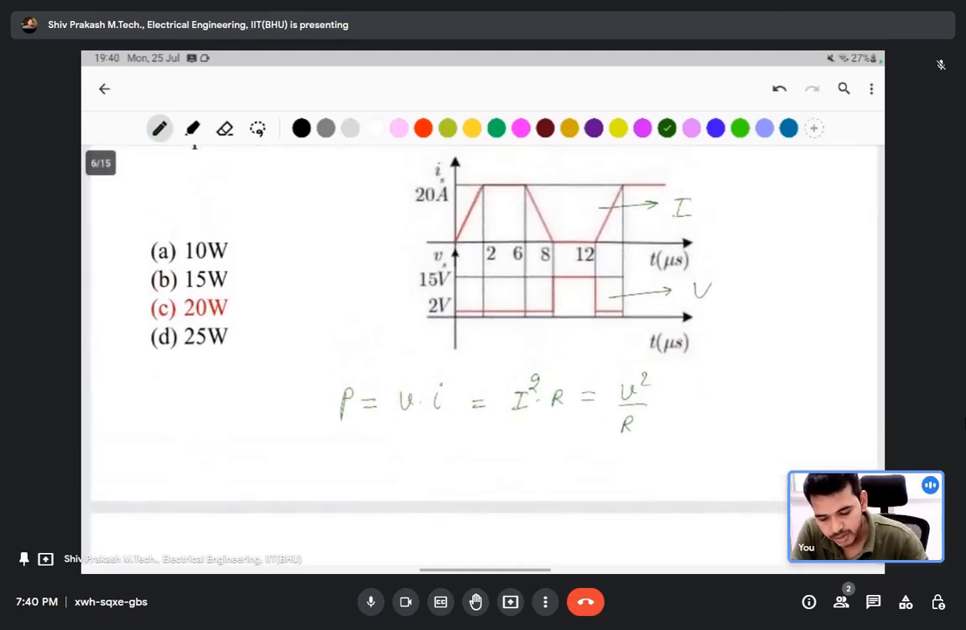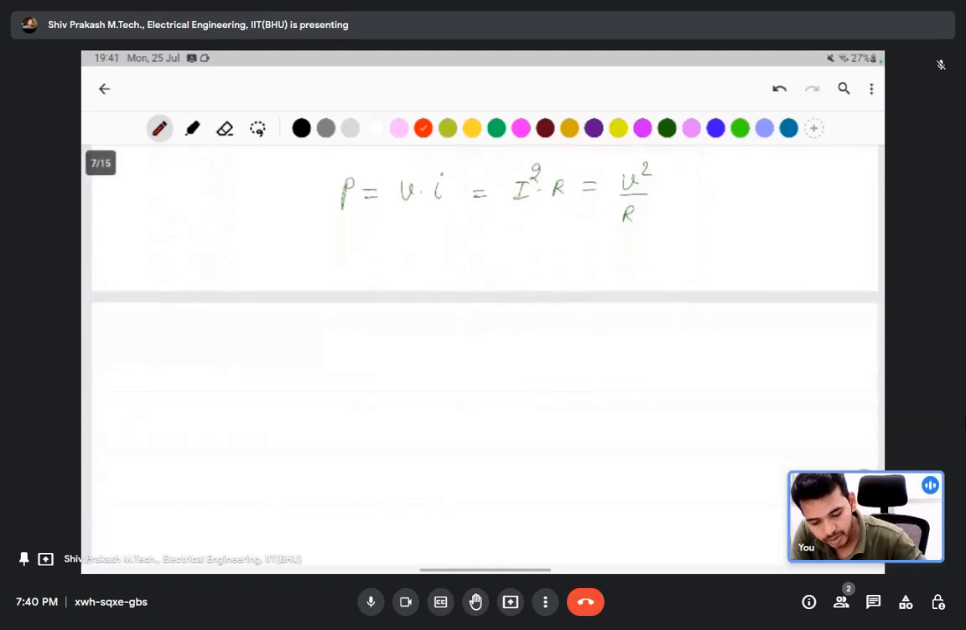But in this question, what current and voltage do you take: the average value or the RMS value? This is the important thing. If the current is a constant current, then it's okay. But if the current has this type of waveform, then you will not take the same; you should know whether to take average or RMS.